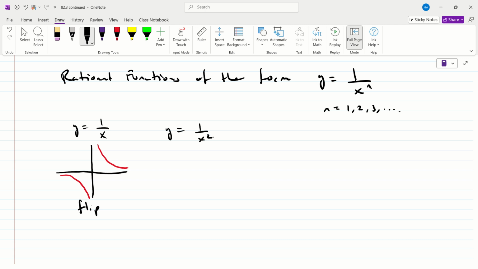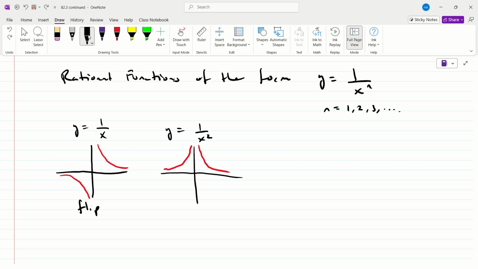Let's compare it to our function 1 over x squared. On the left-hand side, the graph of this looks like that. And on the right-hand side, it looks like this. Notice that in the middle, you don't have that flip. From the left-hand side, you're going to infinity. From the right-hand side, you're going to infinity.